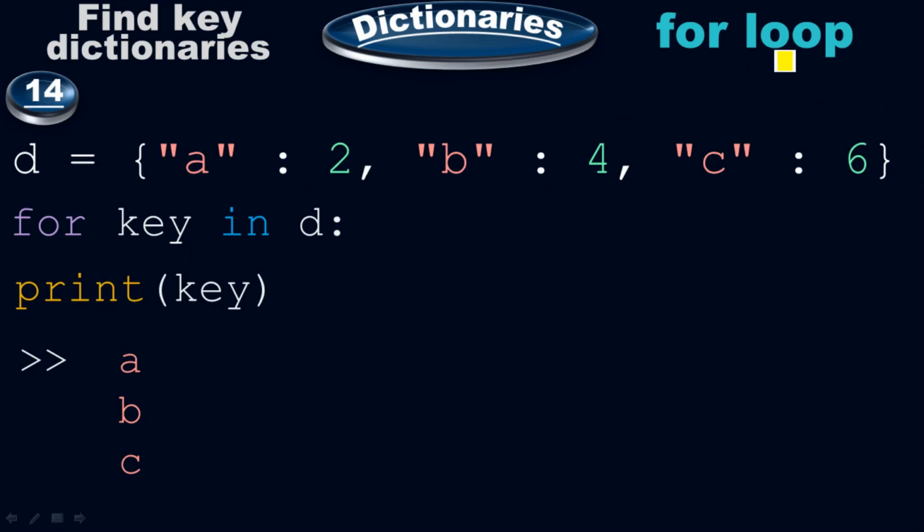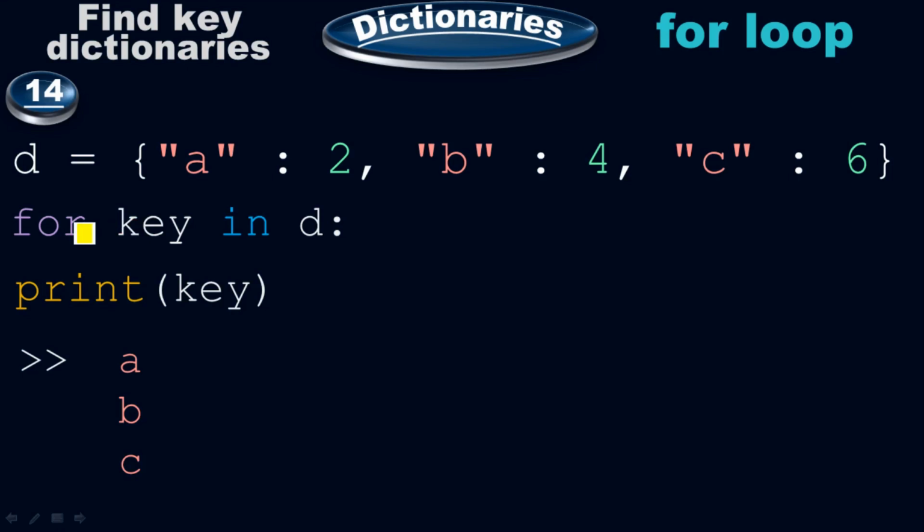Now I'm using the for loop this time for key in d, which means try the for loop for the key only in d. What is d? d is this whole dictionary. Now when you take the print of key, you will get the list of the keys in the output. This is the list of the keys in the output. All the keys are there.